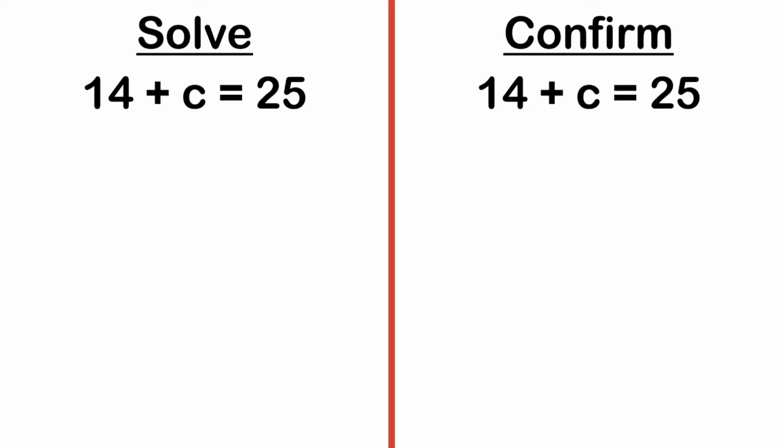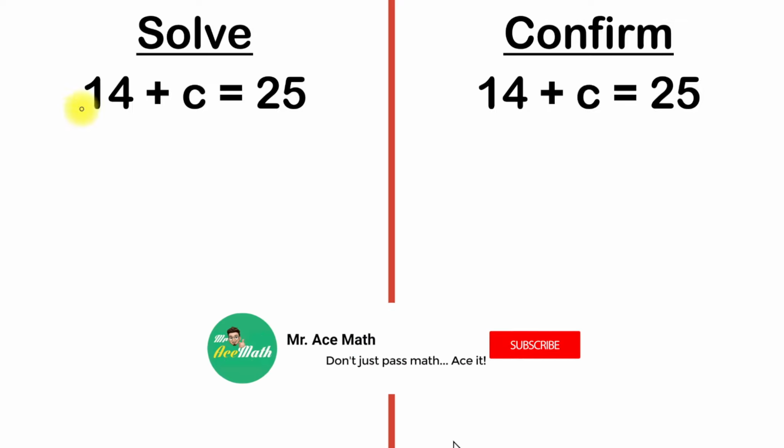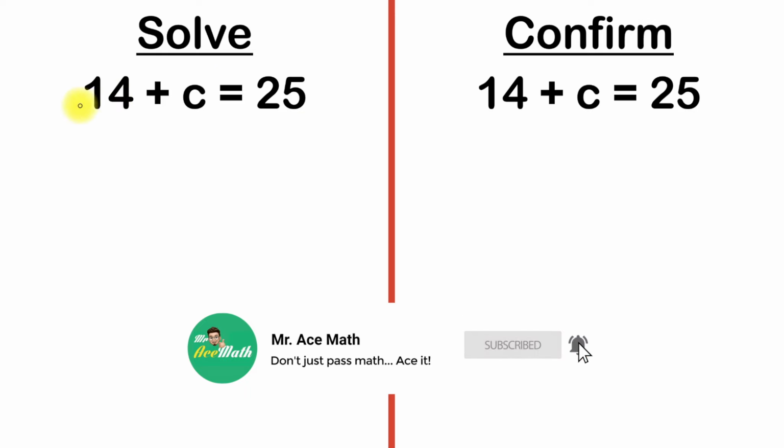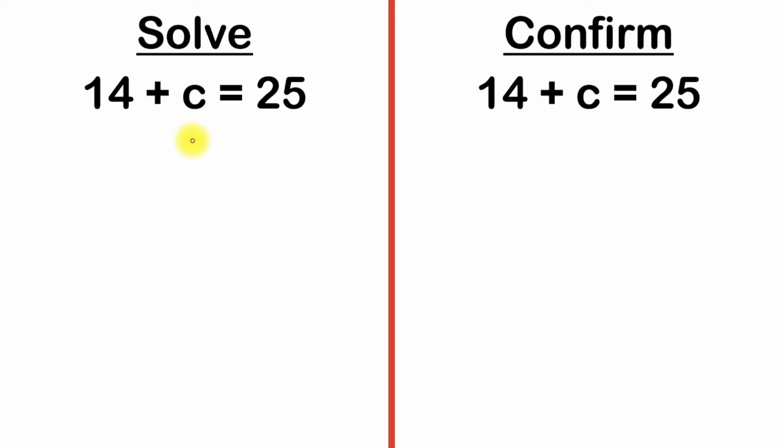In this video, we're going to solve this equation, and then once we find the solution, we're going to do what's called a check. But I like to call it confirming, because what we're doing is confirming that our solution works in the equation. So let's start here. We've got 14 plus c equals 25.